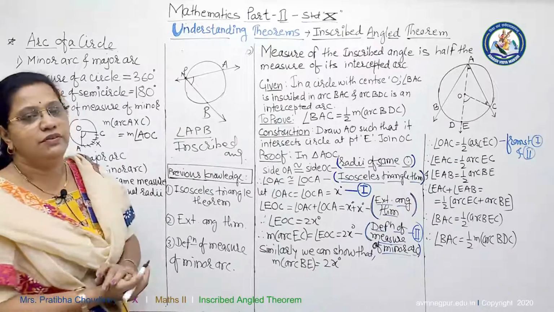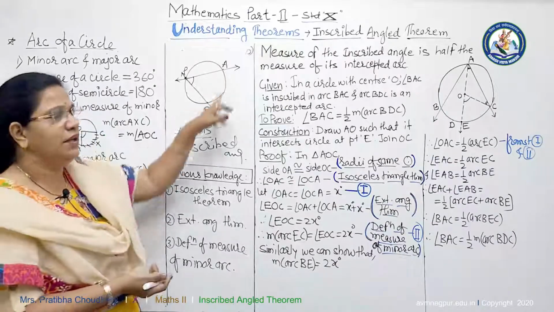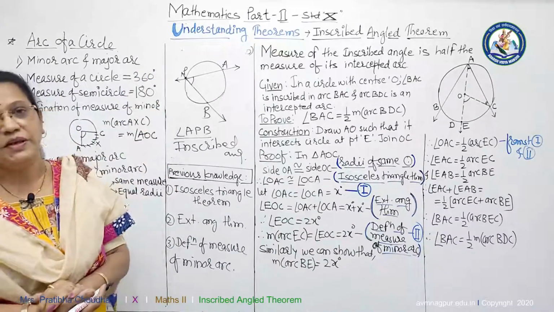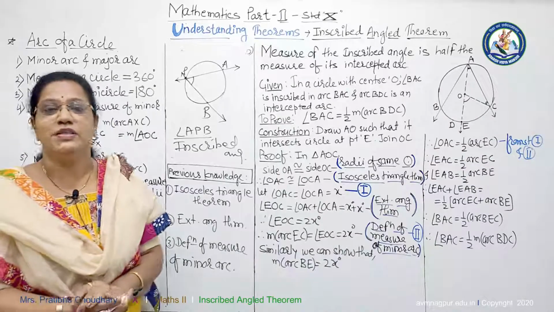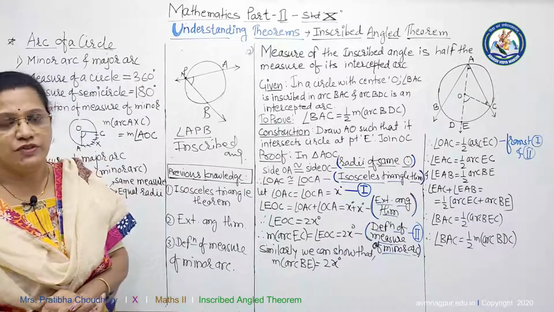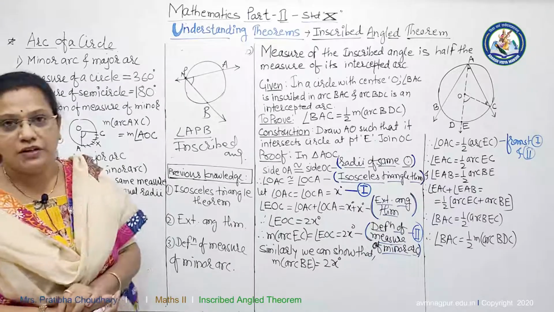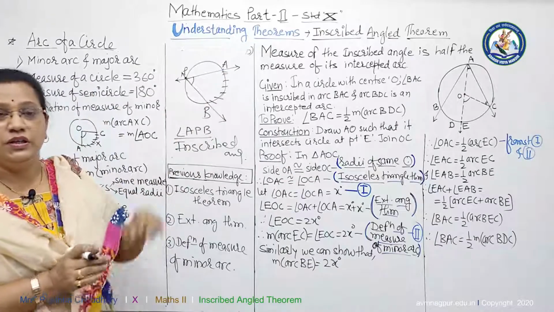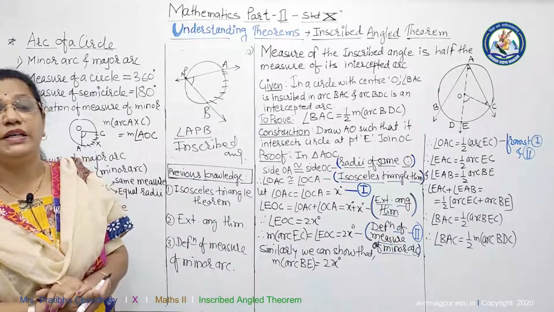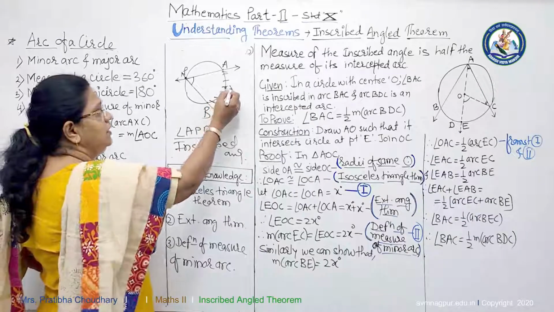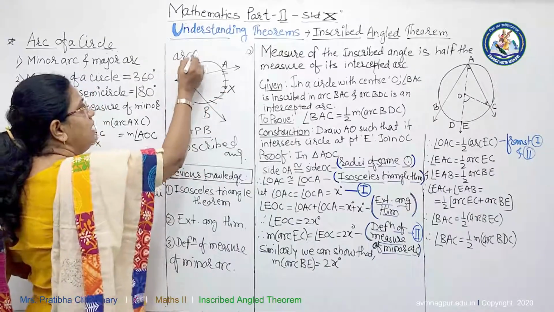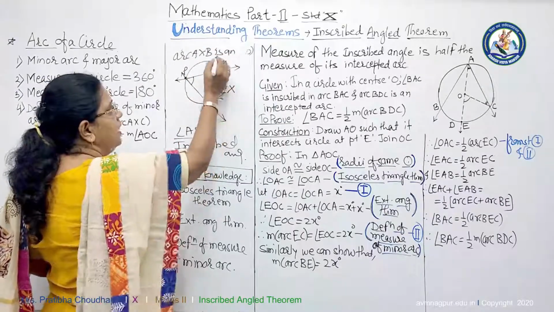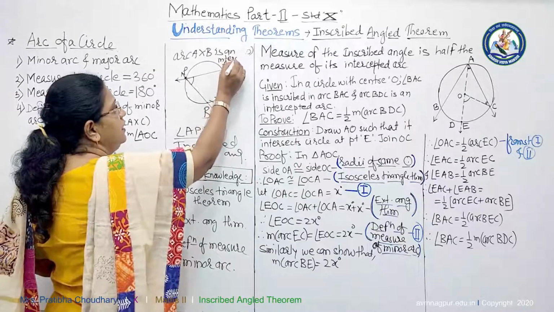One more definition is there. If we take any 2 points on the circle, A and B, and join them with any other point on the circle, it makes an angle, and that angle is also called an inscribed angle. These are the simple definitions of inscribed angle. Now what is an intercepted arc? The arc which comes in the interior of the inscribed angle is called the intercepted arc. I'll write here AXB. Here you can say this arc AXB is an intercepted arc.